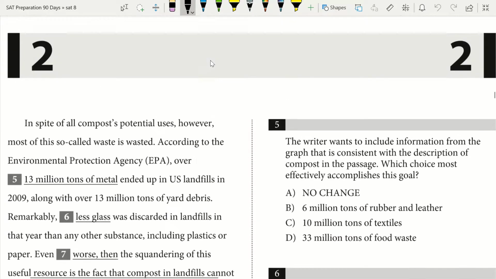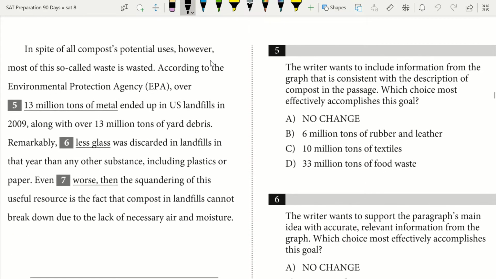So let's take a look at questions 5 and 6, and as I go through them, I'll really illustrate this tip and trick to you. So question 5 states, the writer wants to include information from the graph that is consistent with the description of compost in the passage. Which choice most effectively accomplishes this goal?